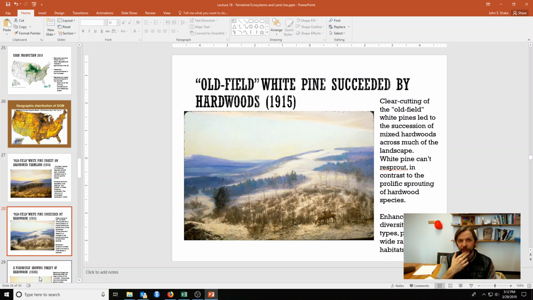White pine can't resprout after cutting. Some of the other hardwoods can. And so this management of cutting, and also the time since agricultural abandonment, led to the increased diversity of the trees that existed in the Northeast as a patchwork of different lands of different management histories.